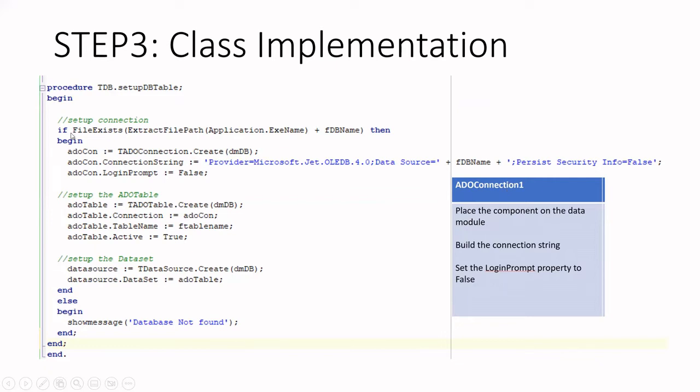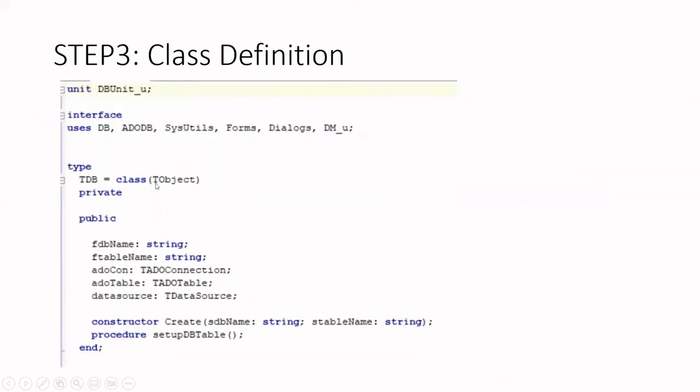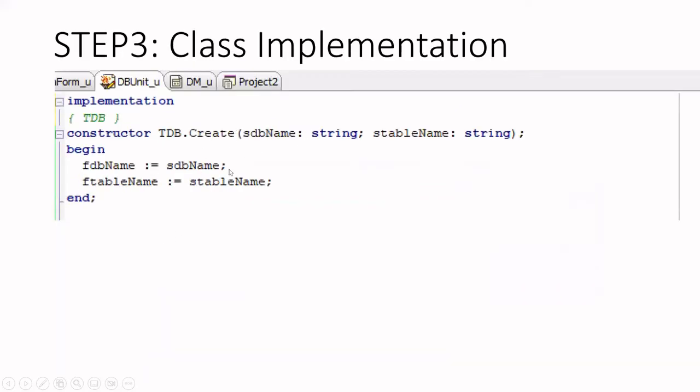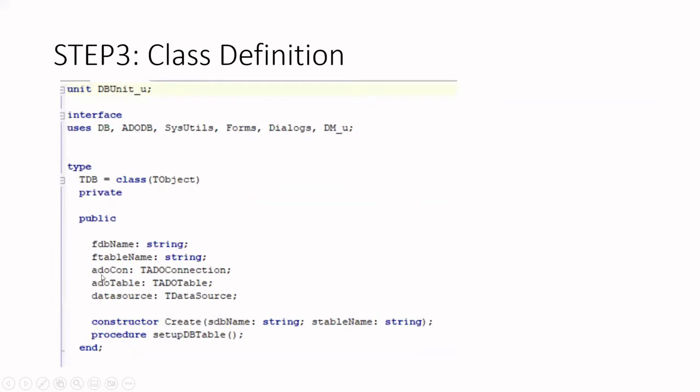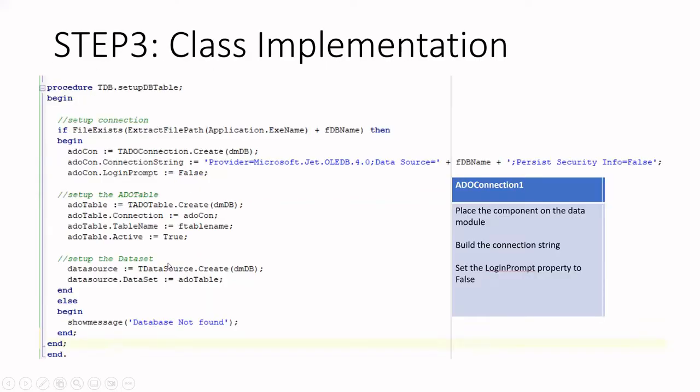To achieve that, the first thing that is done is we need to check this attribute fdb name. Remember that fdb name is the database name. Once the constructor is called, it's assigned to this attribute, and a check is being made to ensure that this database does exist. If it does exist, then we are now setting up our ADO connection. So this is ADO con. Again, that's the attribute here that is set up as the ADO connection.